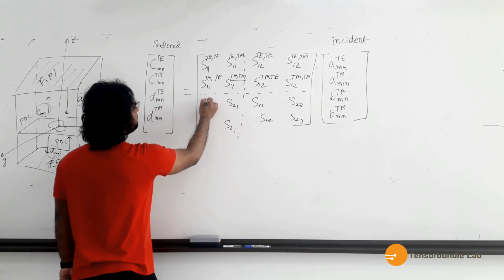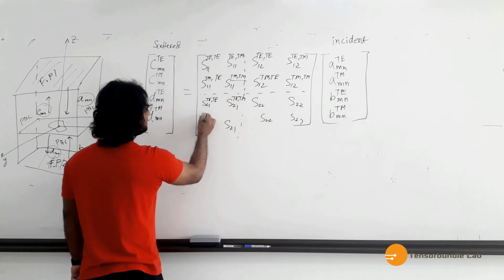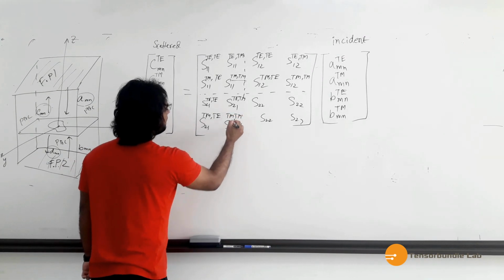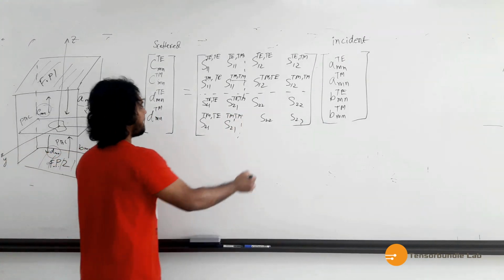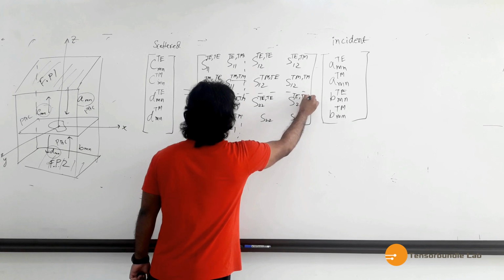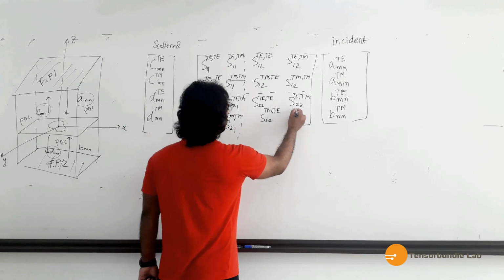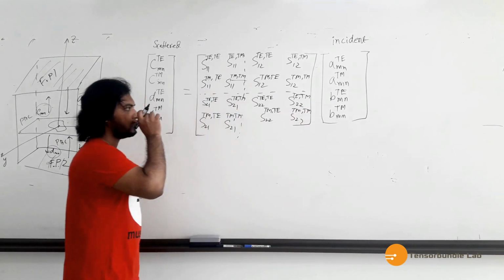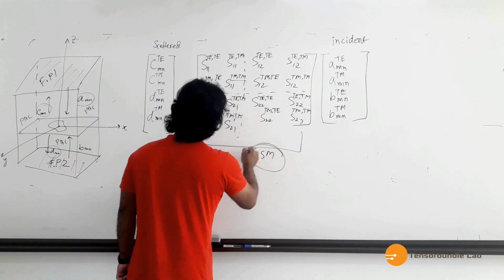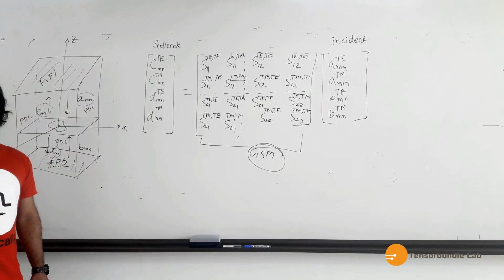Transverse magnetic, in the same manner, transverse electric for both, transverse electric, transverse magnetic, transverse magnetic, transverse electric, and the last one, transverse magnetic for both. Then transverse electric, transverse electric, transverse electric, transverse magnetic, transverse magnetic, transverse electric. The last one is transverse magnetic for both. So this is the generalized scattering matrix in which we have the whole information about the Floquet modes.